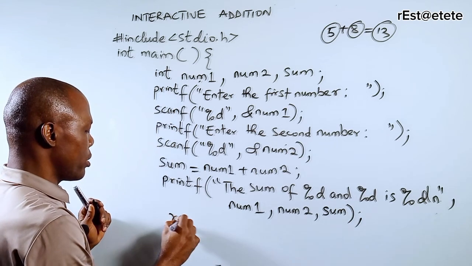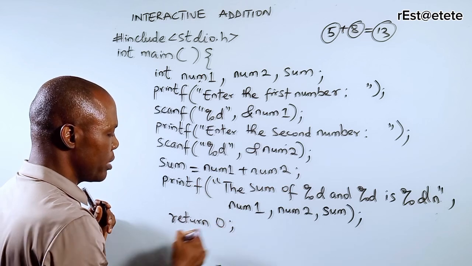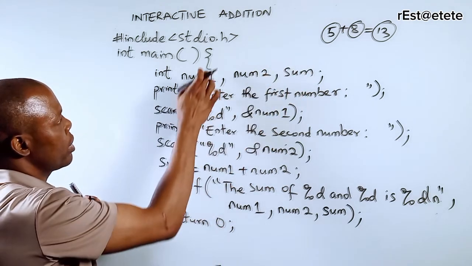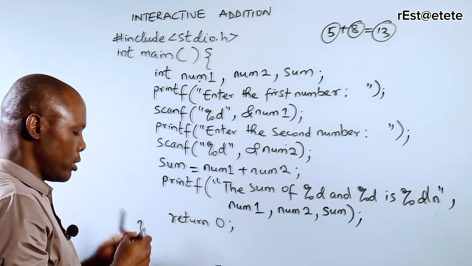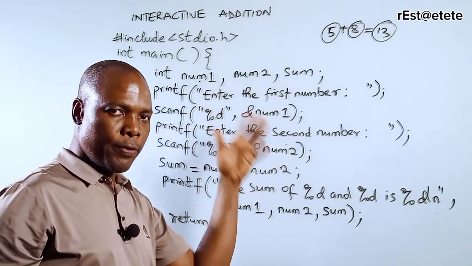Then I will say return. So my program is done. I'm returning to the operating system to tell it that I'm done. So I close this. This is my program. It's interactive. This is what you call free will.